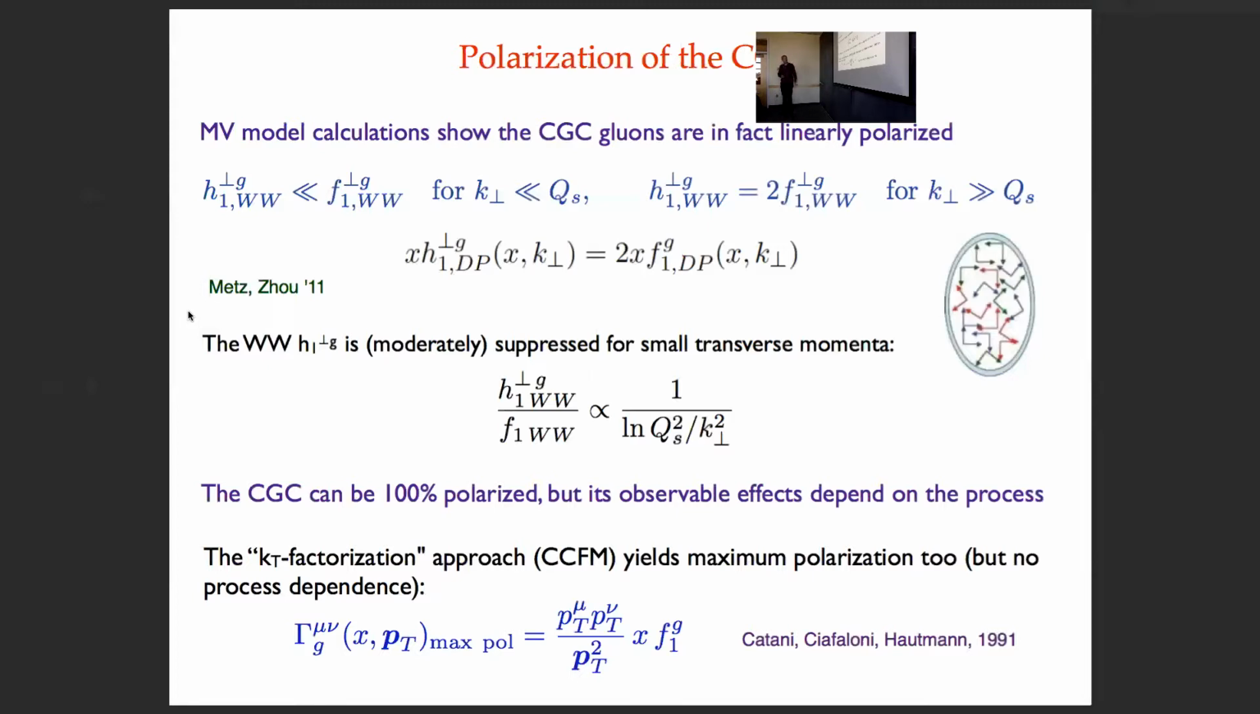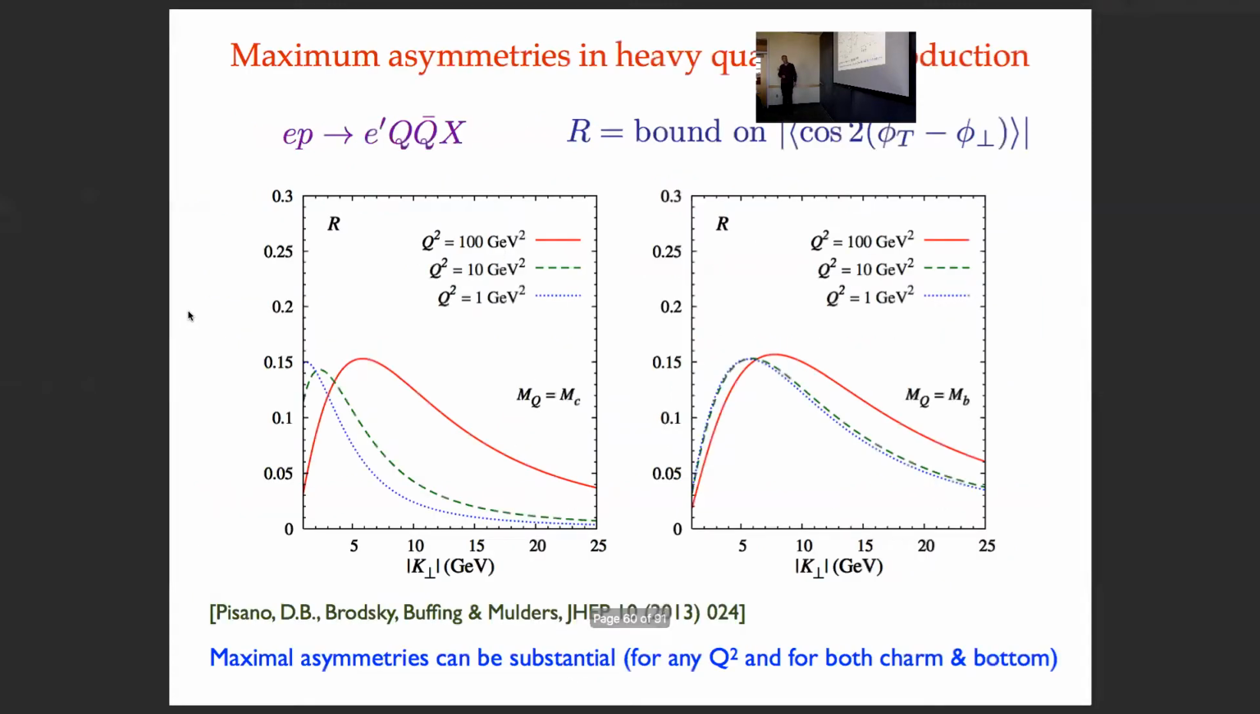So I think this means you can expect some large effects from this at the EIC. We have this observable that goes into cos 2φ. These are the maximal possible. Let me not explain all the variables. This is the transverse momentum of the heavy quarks. This is for charm, and for bottom the maximum is more or less the same, so 15% asymmetries. Where it peaks depends on the details, but the maximum is more or less Q squared independent.